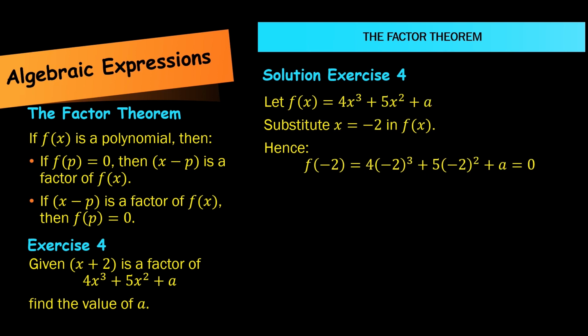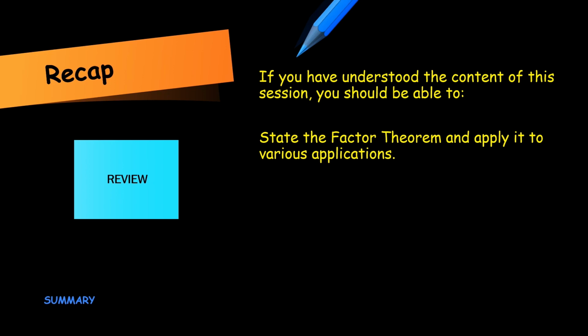Rearranging and tidying up gives us minus 32 plus 20 plus a equals 0, which gives us a equals 12. This brings us to the end of this session. If you have understood its contents, you should be able to state the factor theorem and apply it to various applications. Thank you very much for listening.